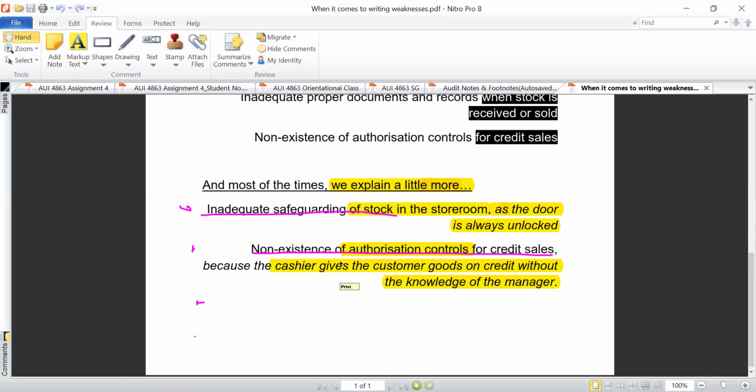Be specific, for instance, if there are no authorization controls, you need to specify no authorization controls for what. Is it no authorization controls for credit sales? Is it no authorization controls over employee master files? Is there no authorization control in place with regard to amendments made to the payroll? You need to be very specific, right?